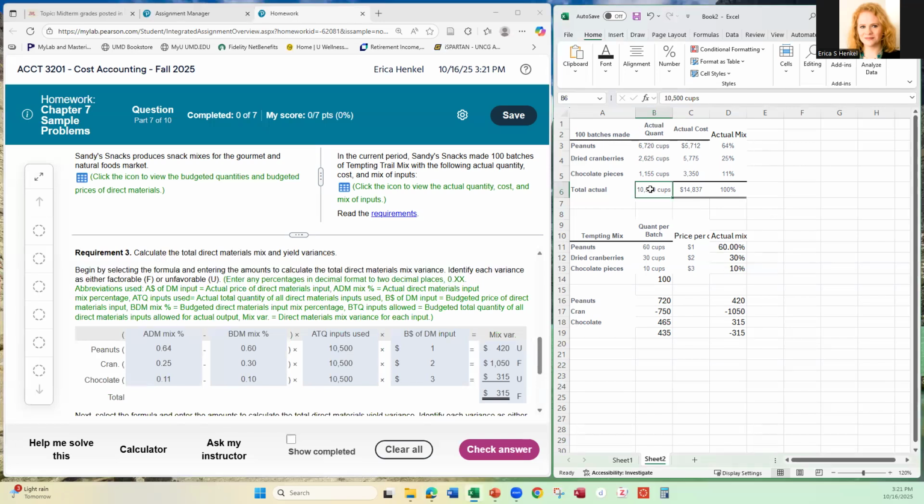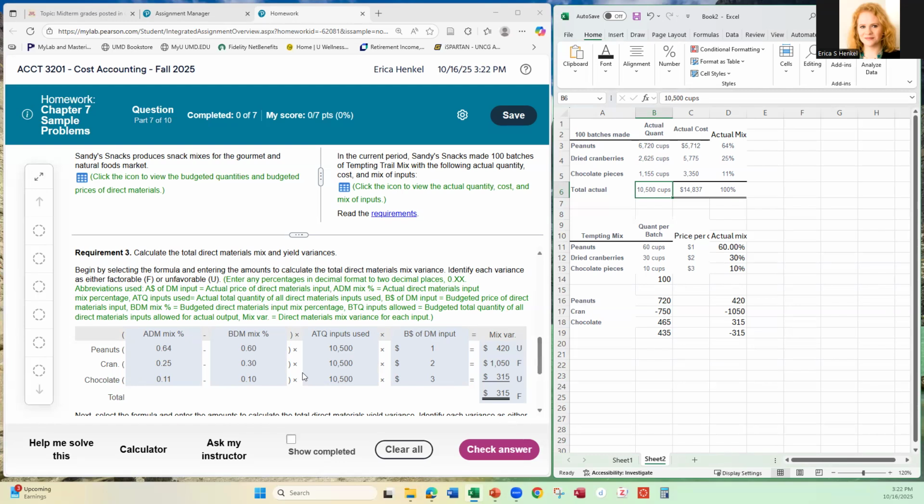If you take that amount and divide it by the 10,500 cups, 64% was peanuts, 25% was dried cranberries, and 11% was chocolate pieces. So with that, we take our actual percentage mix, subtract from it the budgeted percentage mix that we were provided, and then we multiply that times the actual total quantity of inputs, which was the 10,500 total cups, and then multiply that times the budgeted cost. And that gives us our mix variance, which we calculated during class, which is why I'm kind of hurrying through this a little bit.